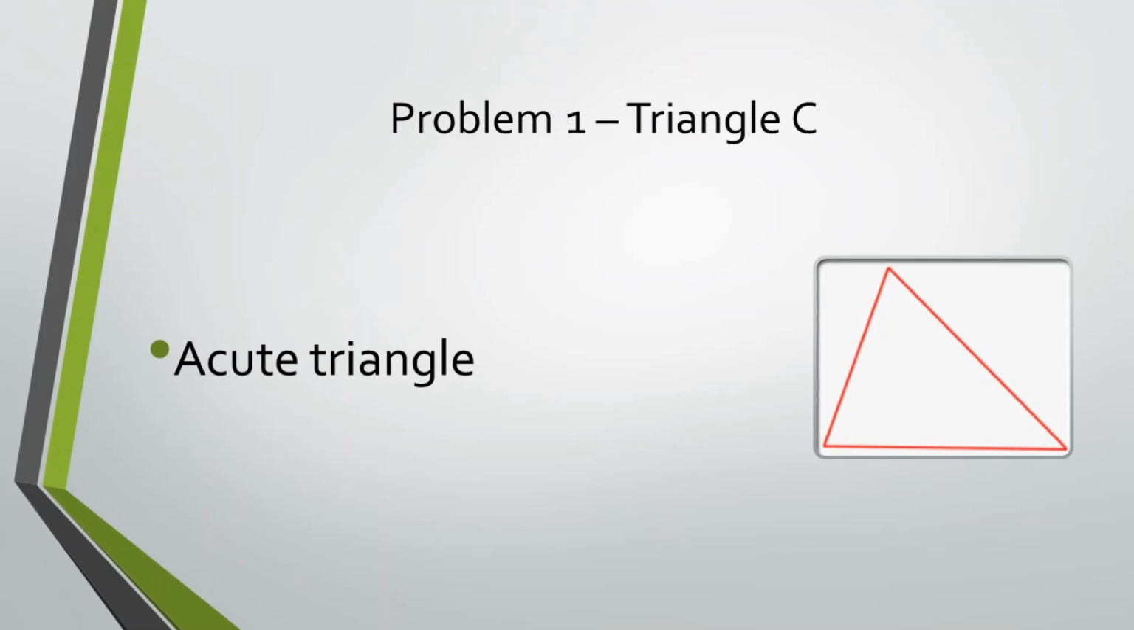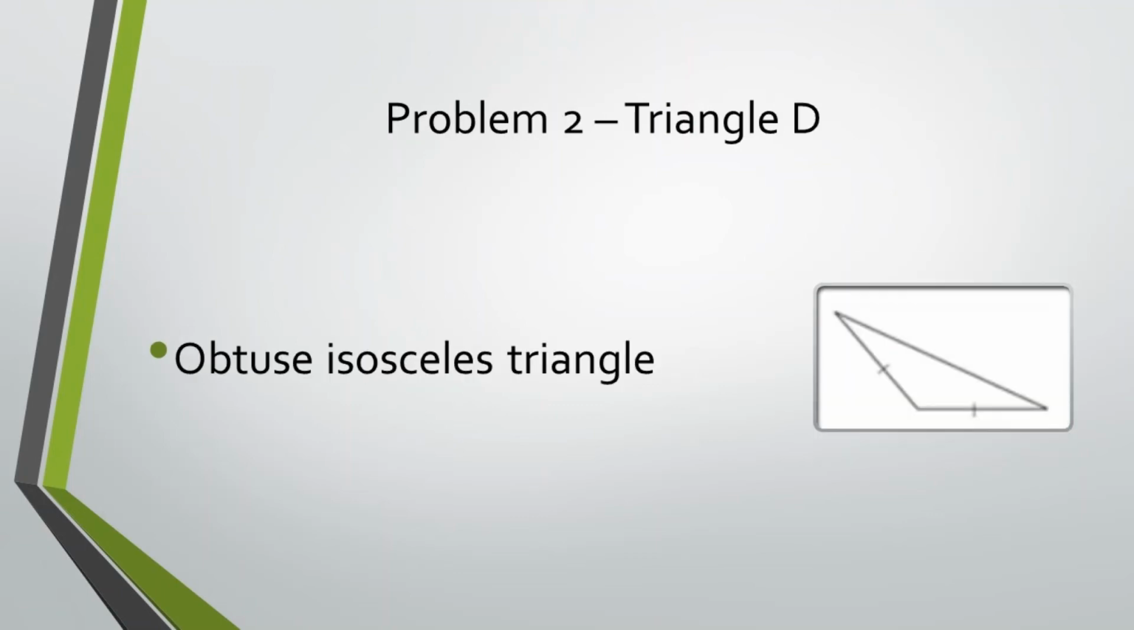Although this triangle looks a little different than triangle A, all of the angle measures are still less than 90 degrees. So again, this is another acute triangle. Remember, for triangles D, E, and F, we will need 2 classifications, a side and an angle classification.